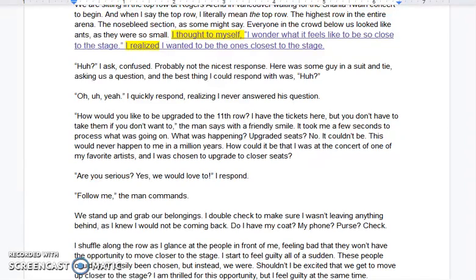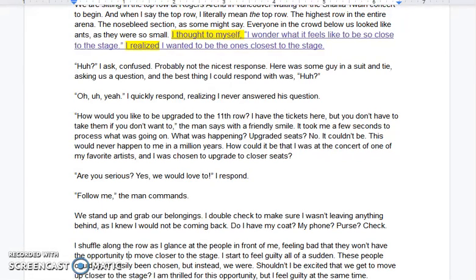You guys, the climax is either that problem or that most exciting part. Right here is my climax. "How would you like to be upgraded to the 11th row?" You guys, that was the highlight of my story. Everything changed. It's that turning point. I always forget to use that word, but now I'm thinking about it. That turning point in your story. Nothing was the same until that man came and asked us that, right?